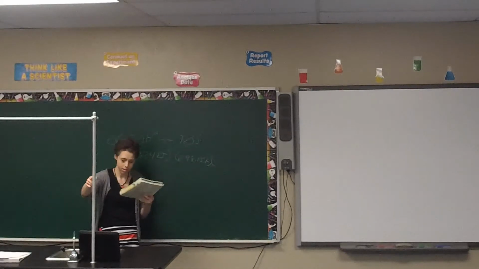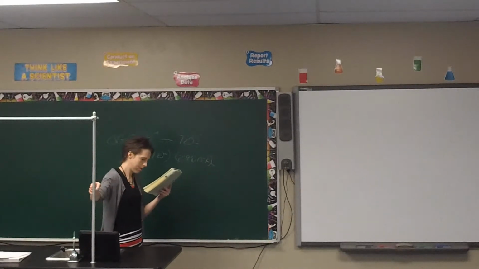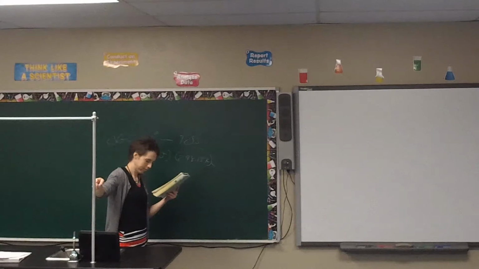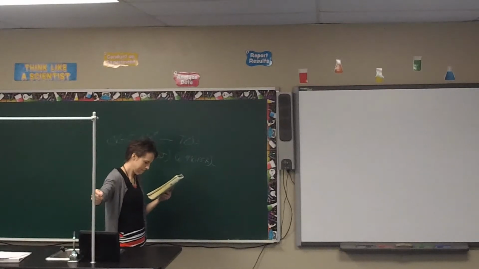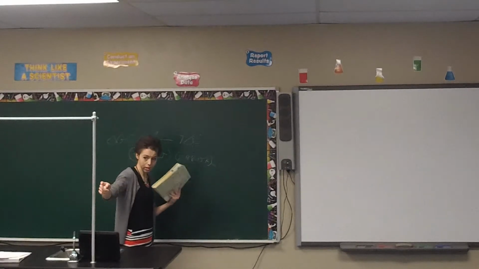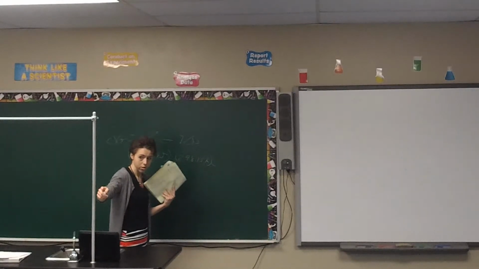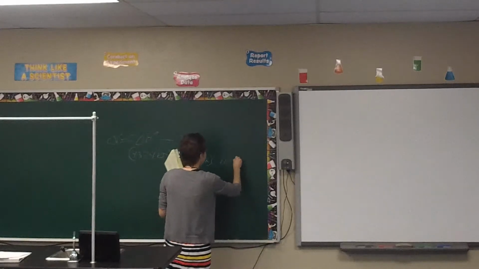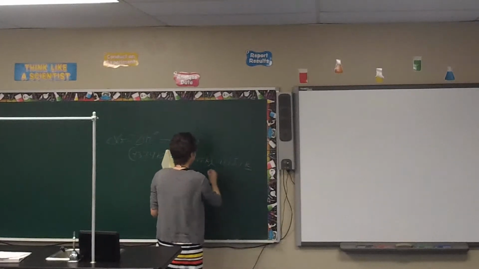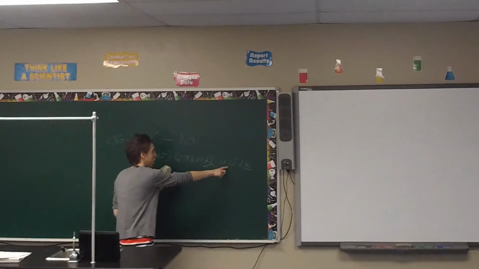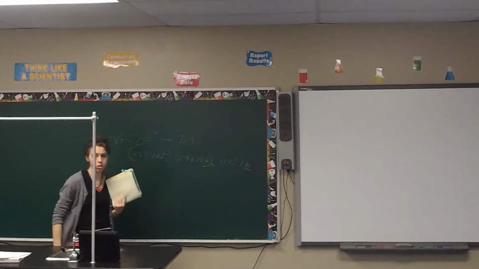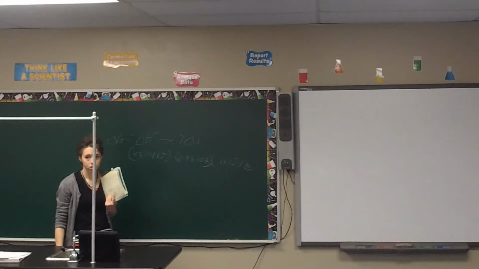All right, delta S. 111 joules per Kelvin. So 111 joules per Kelvin. This one's joules, this one's kilojoules. Can I just subtract them? No. I have to convert.